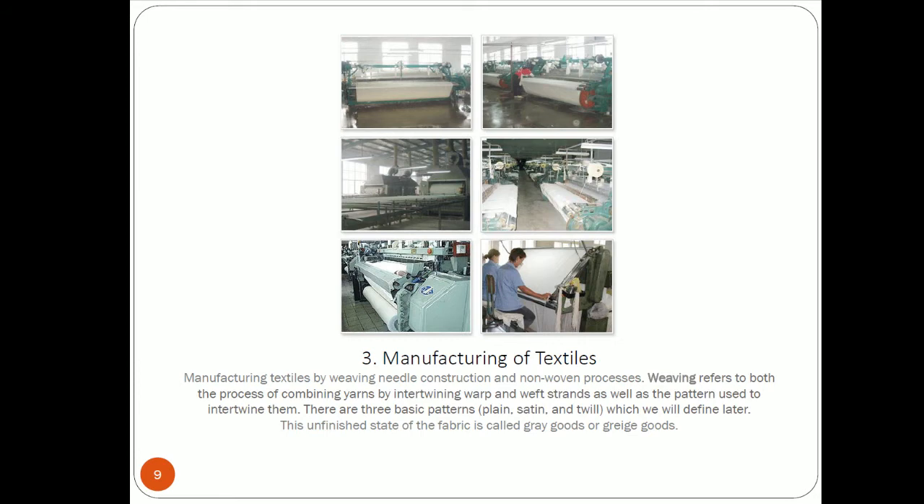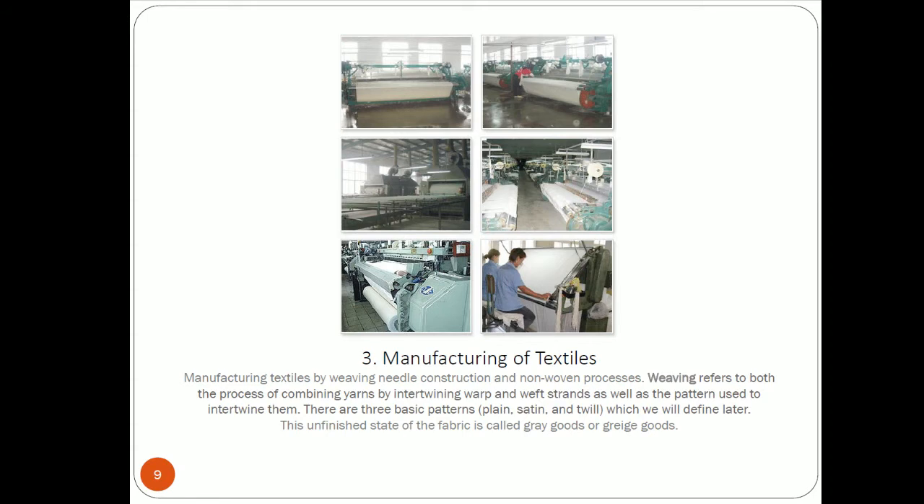But weaving, which is done on the loom, refers to both the process of combining yarns by intertwining warp and weft strands, and we'll learn more about that in a few weeks, as well as the pattern used to intertwine them. There are 3 basic types of weaves, which we will study: plain, satin, and twill, and then later we will look at more complex weaves.